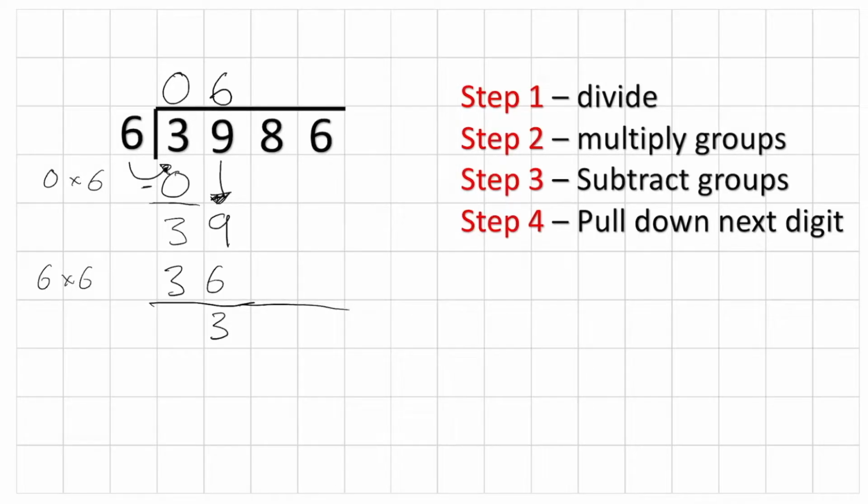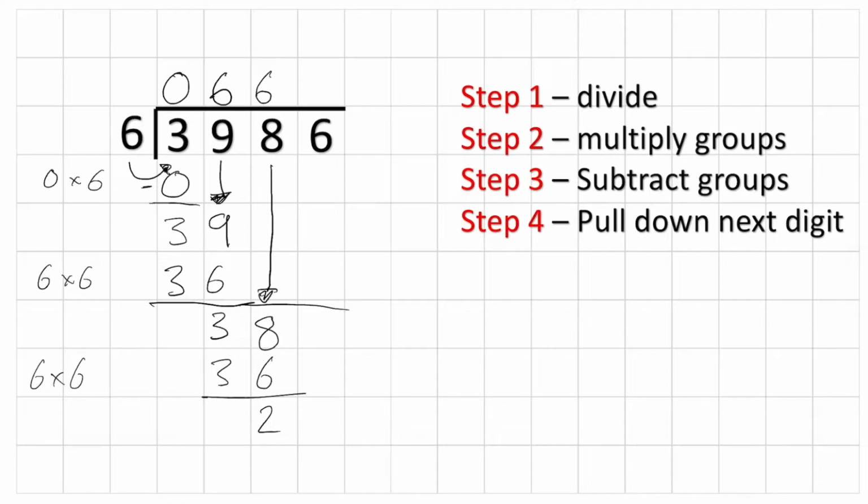Now I can pull down my 8. And my next question says, how many 6's are there in 38? 6, 12, 18, 24, 30, 36. I can't go any higher than that again, so I have 6. Again, 6 times 6 is 36. 38 subtract 36 is 2.